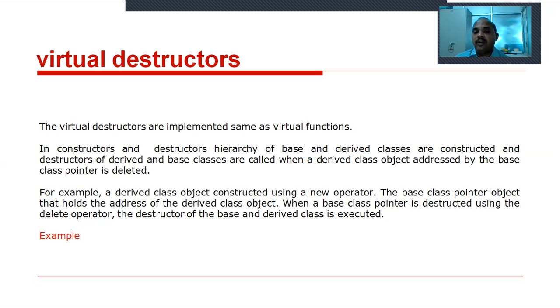Clear? After allocating the memory, the base class pointer object holds the address of the derived class object. When a base class pointer is destructed using the delete operator, we know new and delete. These two are the special operators in C++. Simply, new is a memory allocation operator. Delete is a memory deallocation operator. Simply, it releases the memory. These two are keywords in C++. Then the destructor of the base class and derived class is executed.